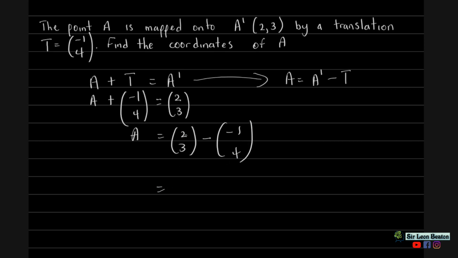And we work this out. 2 minus negative 1 is the same as 2 plus 1, which gives you 3. And 3 minus 4 gives you negative 1. So our answer is, the point is (3, negative 1).